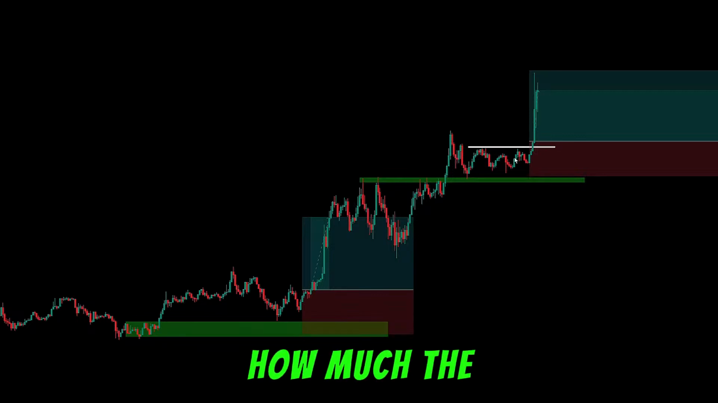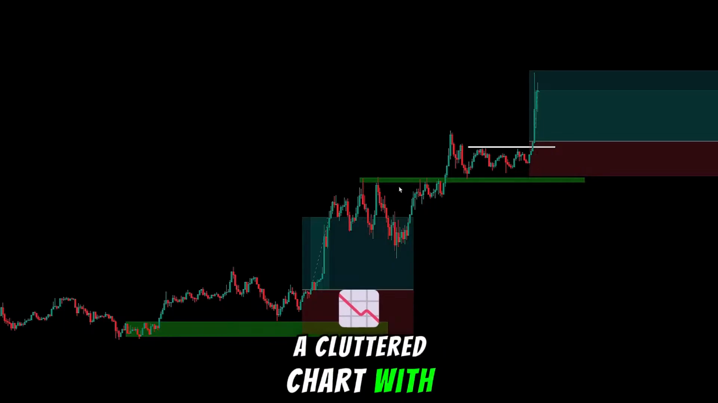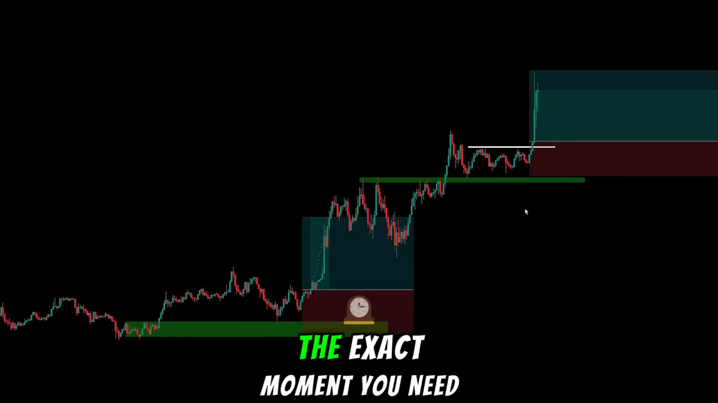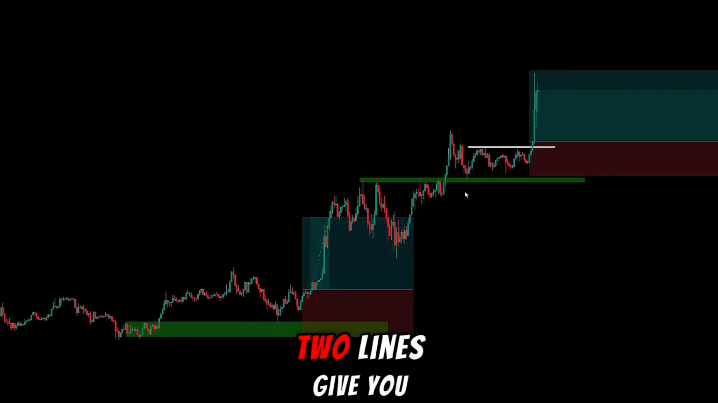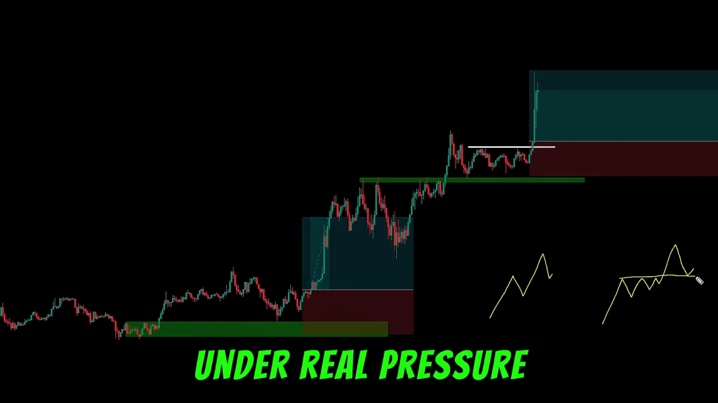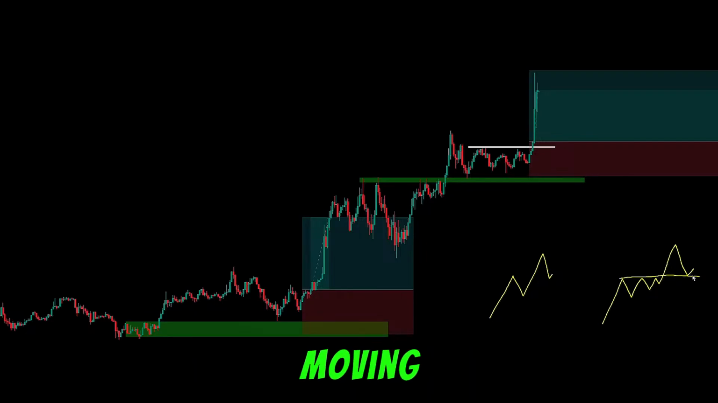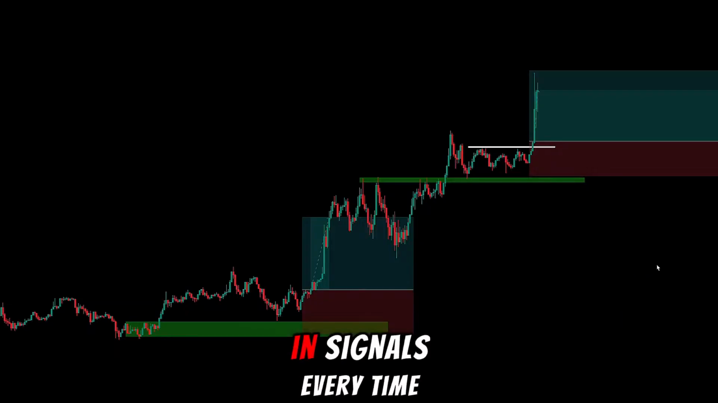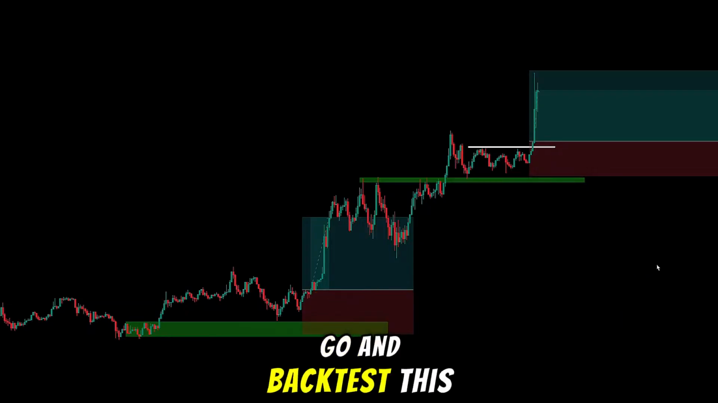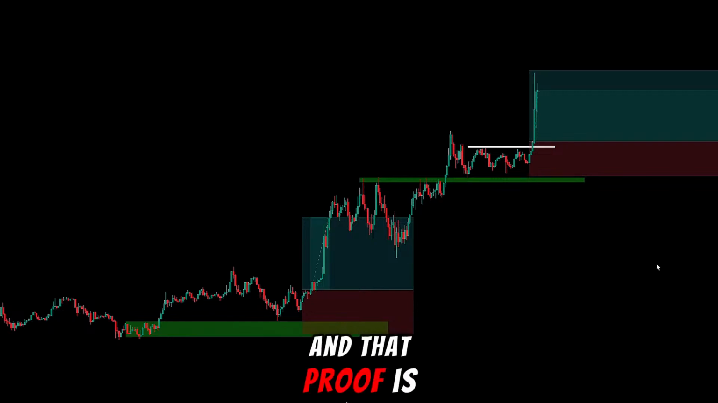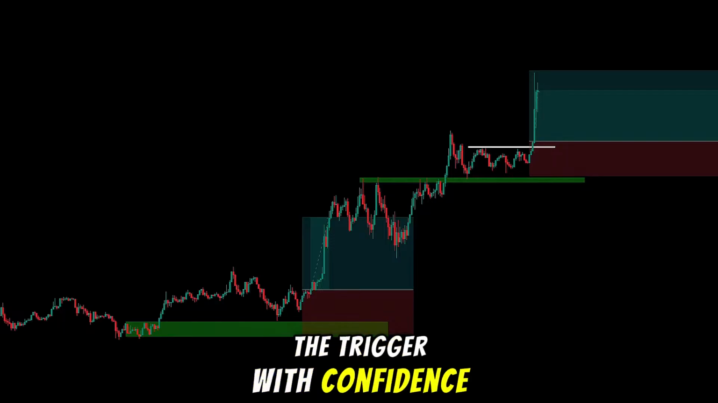And don't underestimate how much the simplicity itself is the edge. A cluttered chart with 10 indicators gives you 10 conflicting opinions and a reason to freeze at the exact moment you need to act. Two lines give you a clear decision, which side and when to leave. Under real pressure, with real money moving, the trader who can act on a simple, rehearsed plan beats the one drowning in signals every time. Go and backtest this yourself on any chart. You'll see it holds up, and that proof is what lets you pull the trigger with confidence.